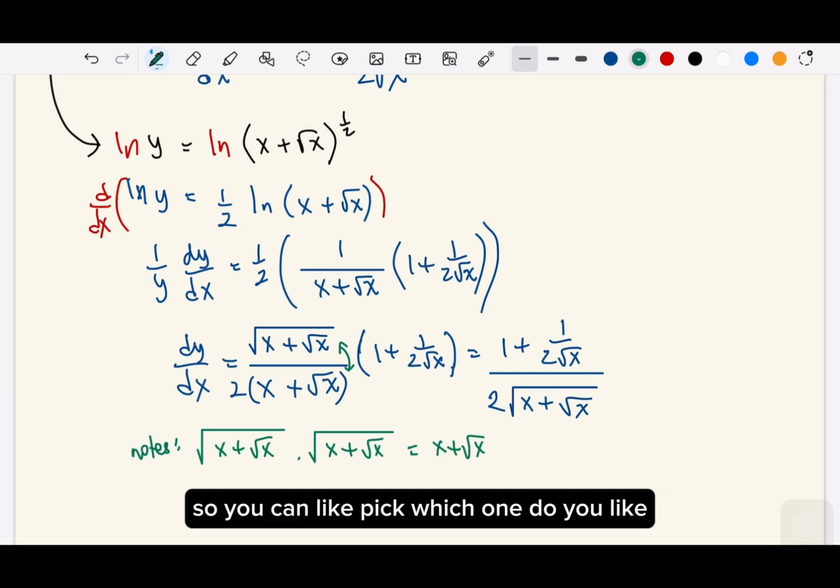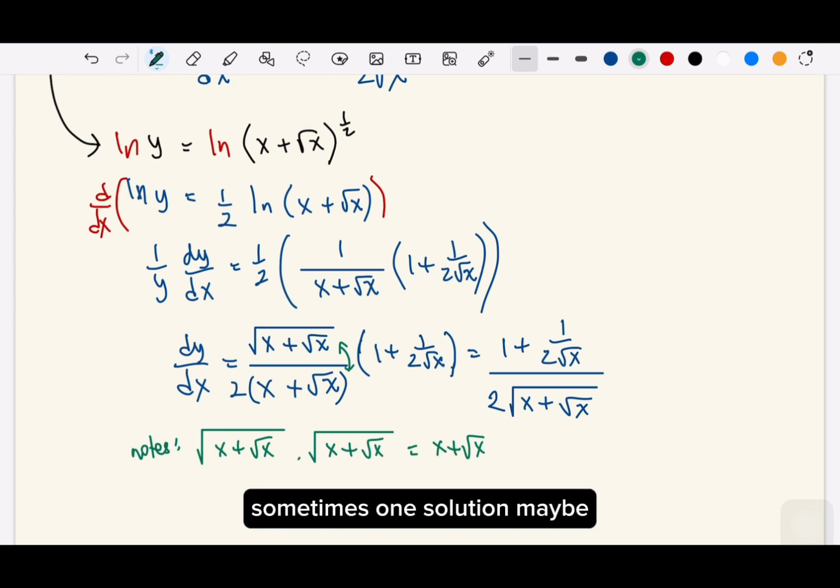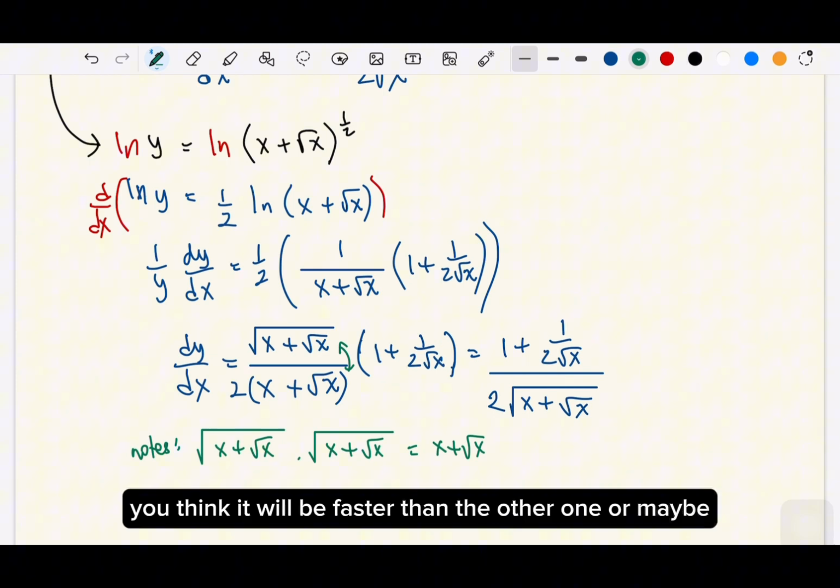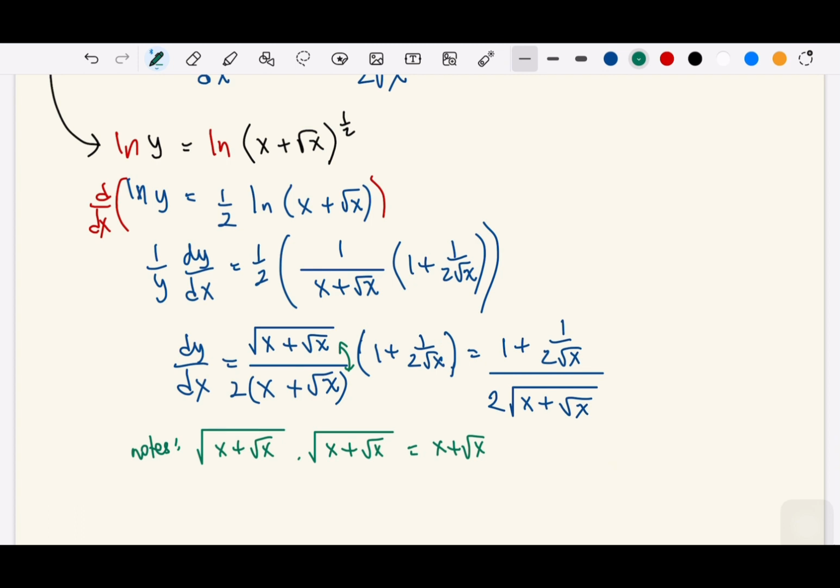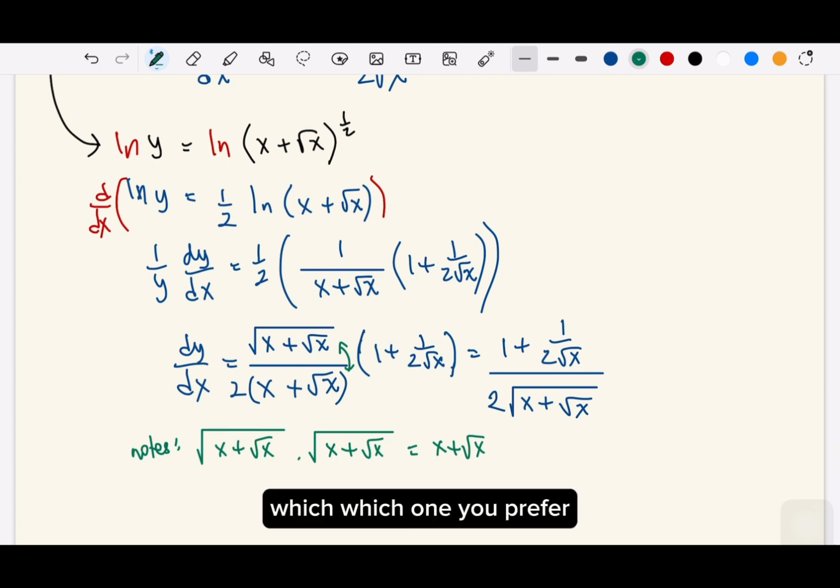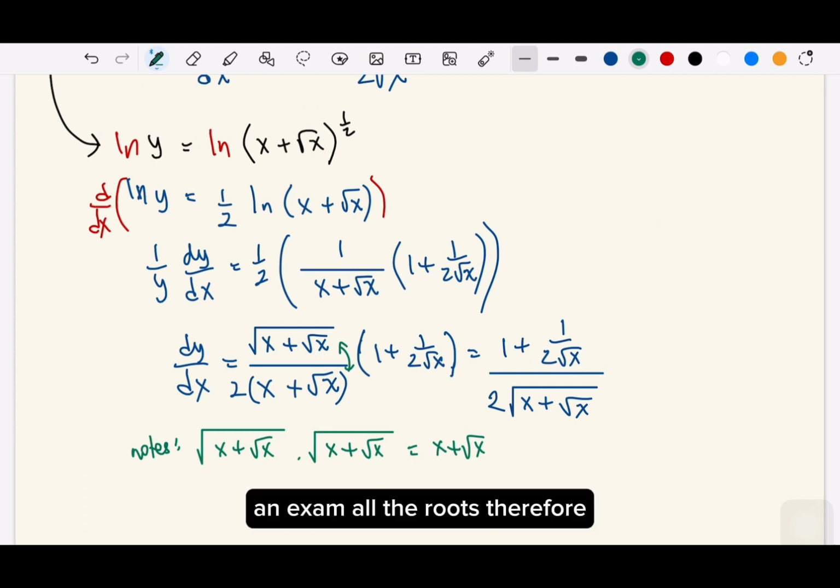So you can pick which one do you like. Sometimes one solution maybe you think it will be faster than the other one, or maybe you could understand more than the other solution. That's okay. Which one you prefer, that is up to you. So in exam, all the routes they are correct.